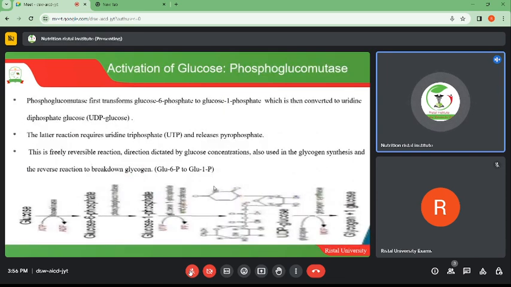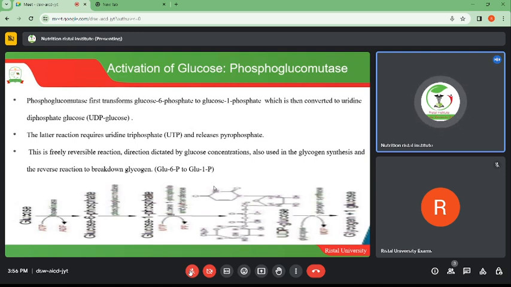So let's look into the first step, which is the activation of glucose. This involves an enzyme called phosphoglucomutase. Phosphoglucomutase will first transform glucose 6 phosphate to glucose 1 phosphate, which is then converted to uridine diphosphate glucose. Before we get into that, let's understand where it all starts from. I believe we have all known the process of glycolysis. In glycolysis, there's a step where you reach the formation of glucose 6 phosphate.